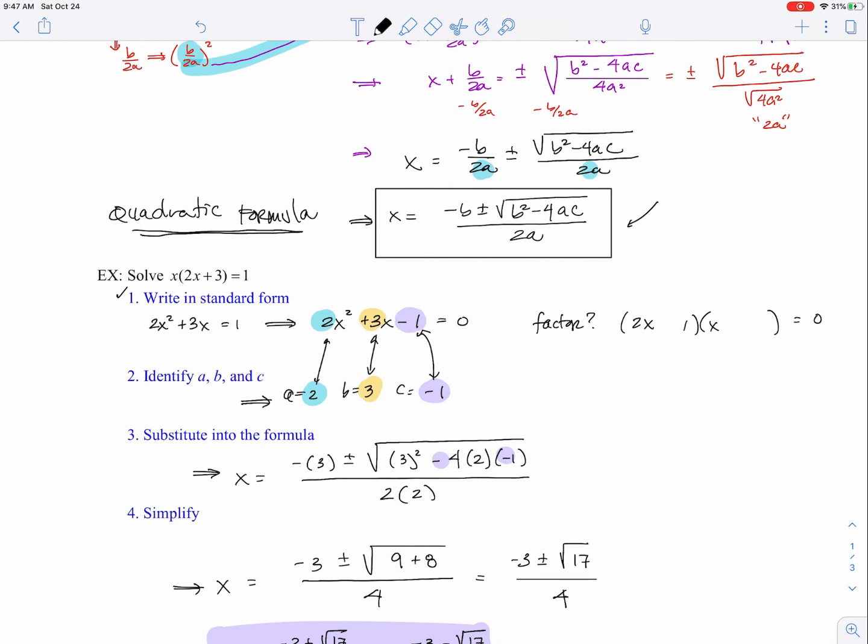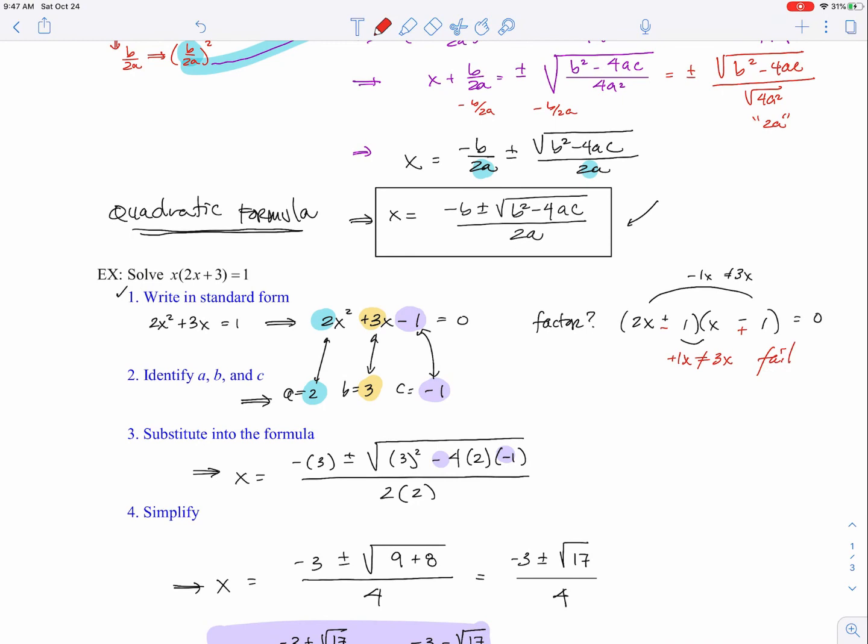And then the last number is 1 and 1. So, well, the last number is negative 1. So one of these is going to be positive and one of these is going to be negative. If this is positive and this is negative, then when I multiply the outers, I get negative 2x plus the inners. That's a negative 1x, which isn't 3x. So my other option would be to have the first one be negative and the second one be positive. But then I have my outers as being 2x minus the inners, which is x, which is positive 1x, which is also not 3x. And so this is going to fail either way. Factoring is not going to work out too great there.